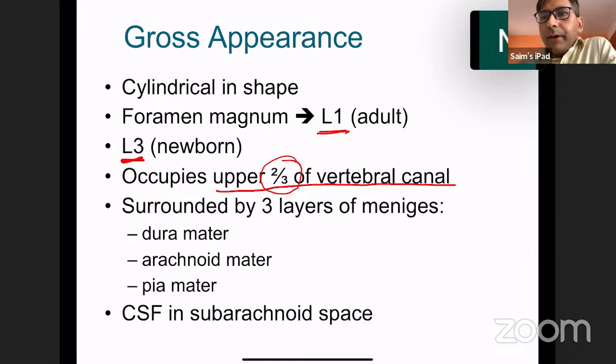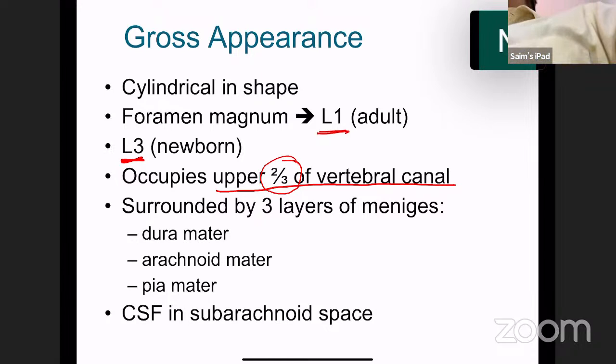Now, further details of the spinal cord: you will see that it is surrounded by meninges. Just as the central nervous system, or the brain, is surrounded by the meninges, that is the dura mater, arachnoid, and the pia mater, likewise the spinal cord is also surrounded by the meninges, and it contains the cerebrospinal fluid, which is present in the subarachnoid space.